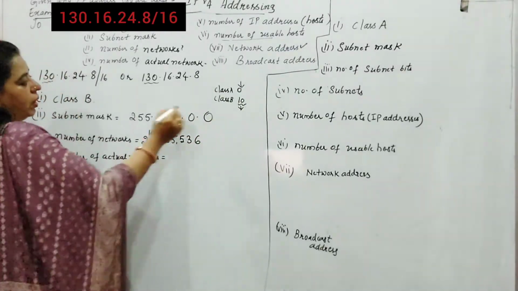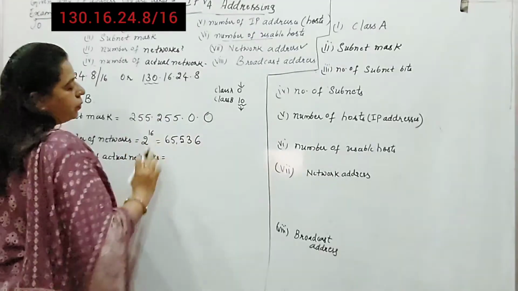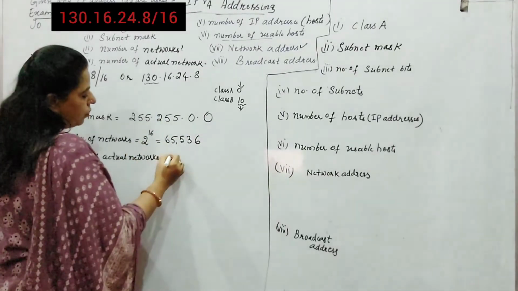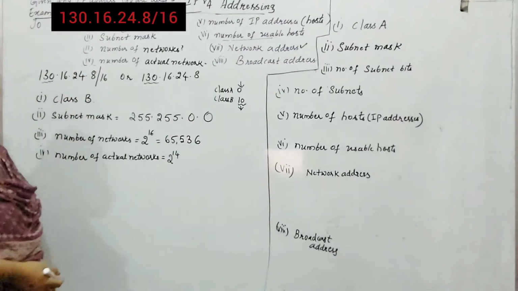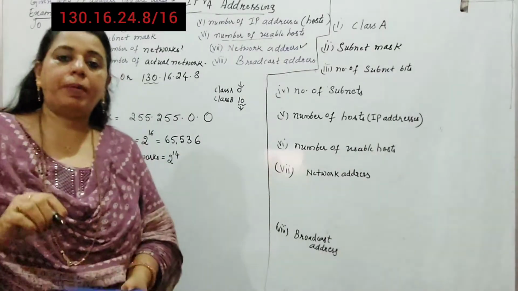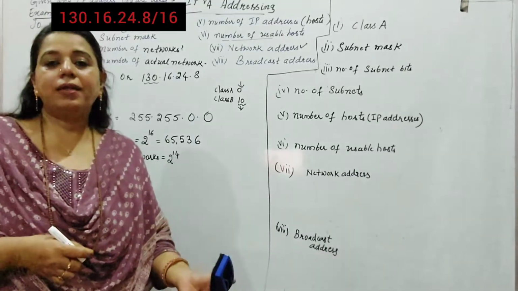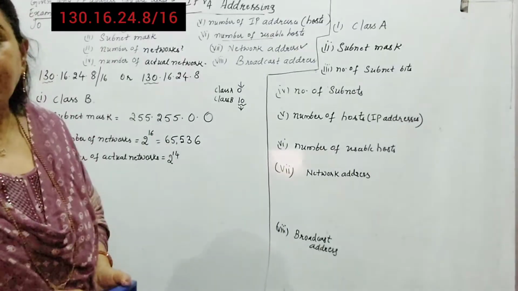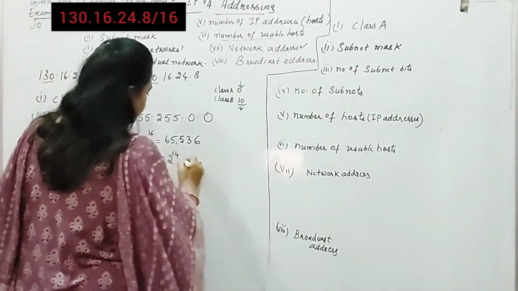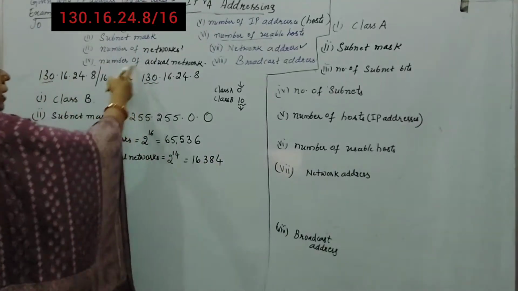So out of 8 plus 8, 16 bits, you have to subtract 2. So you will get 2 to the power of 14. Actual networks will be 2 to the power of 14, because those 16 bits are meant for the network ID, and 2 bits represent the class only. If you remove those 2, it will be 14, which is 16,384. So this is the actual number of networks.